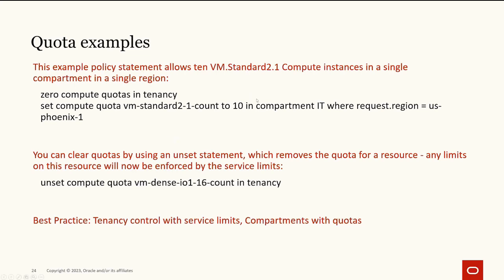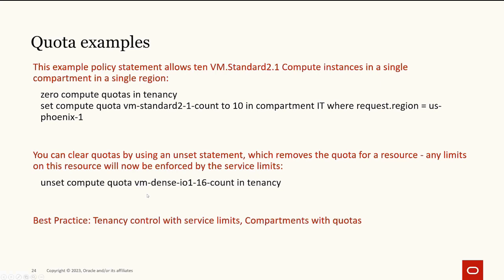So if you set some quotas up and you've decided that maybe you're having a new compartment structure, maybe you think that you need more or less of a certain resource, or maybe you're just not using that resource at all, so there's no point to have the quota for it, then you can unset the quota by just using the unset statement, and it will remove all quotas within the field. So here we're unsetting the dent IO 16 count in the tenancy.